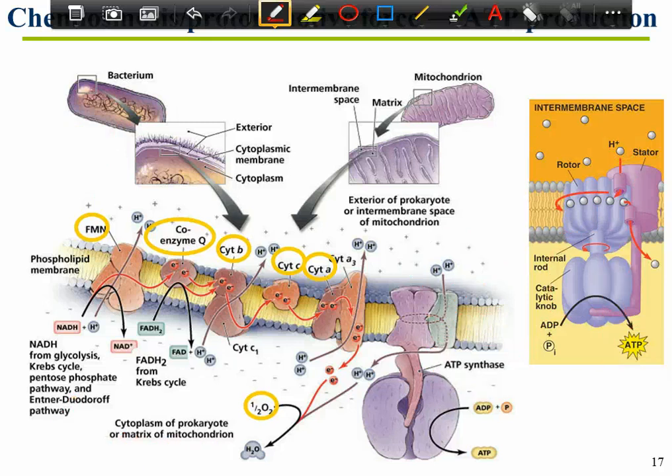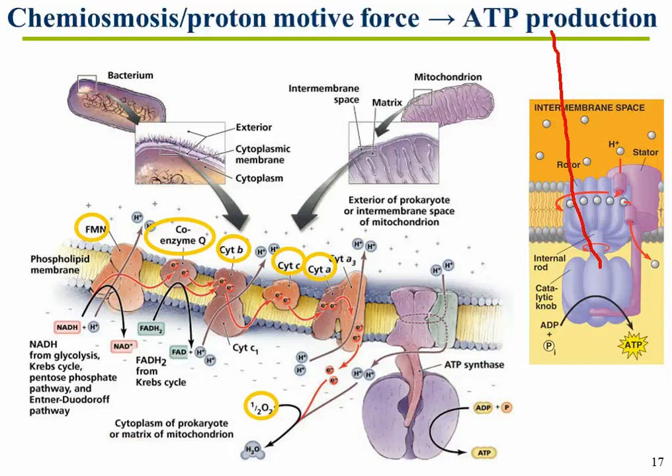Now, what is this called? This is called the proton motive force, or chemiosmosis. The Nobel Prize for this was gotten in 1976 by Peter Mitchell, and it is the way ATP is made in cell respiration.